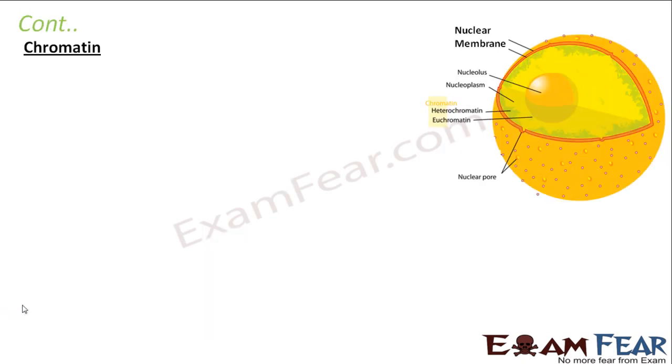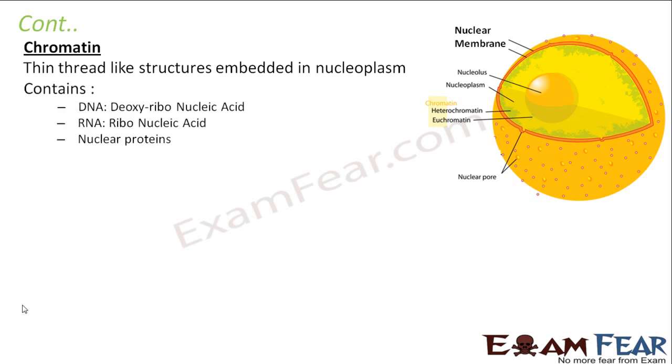Next we have the chromatin. What is chromatin? These are thin thread-like structures which are embedded in the nucleoplasm. So inside the fluid, you will have some thread-like structures. They are called chromatin. Now, chromatin consists of DNA, RNA, and nuclear proteins. So what is DNA? DNA is deoxyribonucleic acid. RNA is ribonucleic acid, and nuclear proteins.